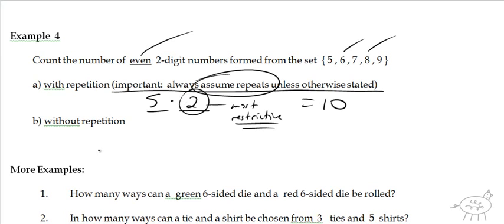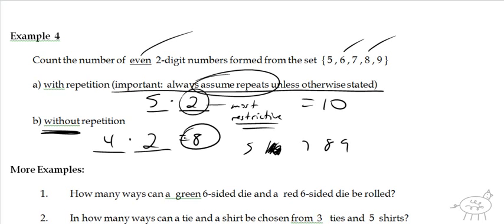Okay, the next one is without repetition. So 2 slots. Again, the most restrictive spot is the last spot because it's an even number. So again, 6 and 8. Now here's the deal. It's without repetition. I use one of those numbers. I mean, let's just write out 5, 6, 7, 8, 9. I use one of the numbers, and it's got to be an even number, so that one's out of there. How many numbers do I have to choose from? I have to choose from 4. That's why it's 4 times 2, which is 8. Okay, that's the answer to that one.